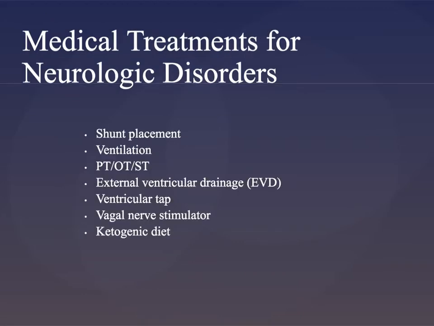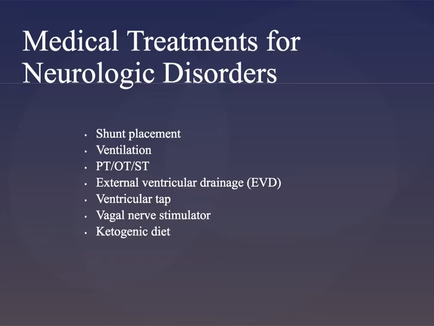All right, so these are some of the common medical treatments for neurological disorders. Shunt placement. That's a catheter that is placed in the ventricle to pass the CSF fluid to the peritoneal cavity, possibly the atrium of the heart or the pleural spaces. It's used for hydrocephalus or kids with increased intracranial pressure.